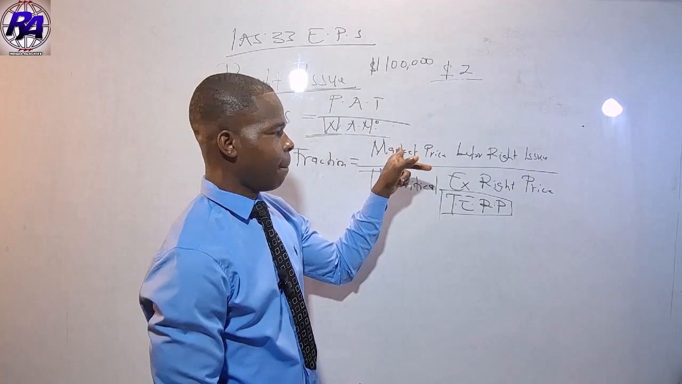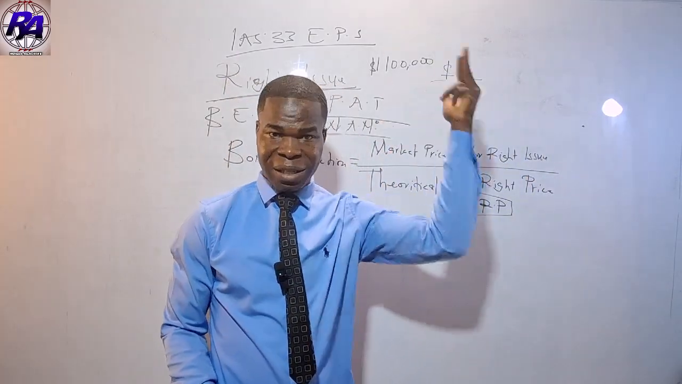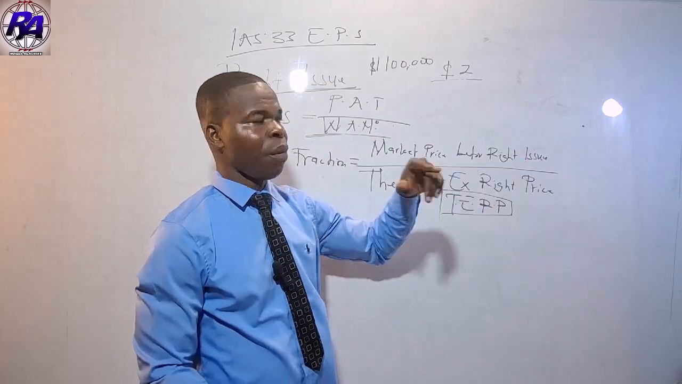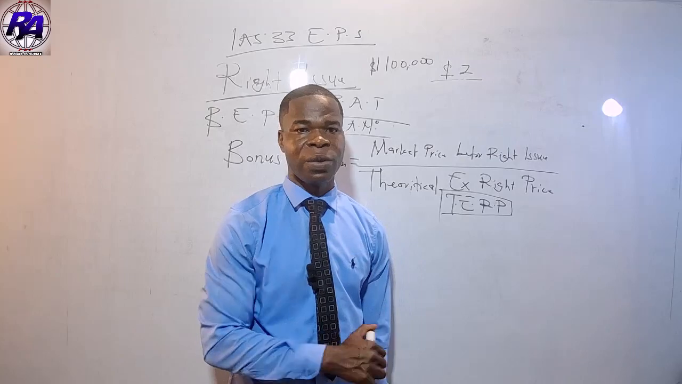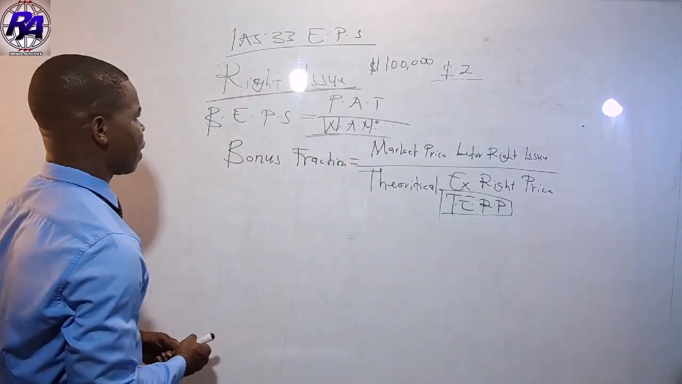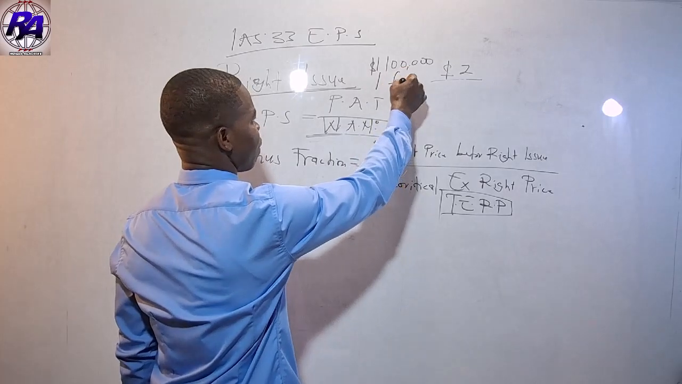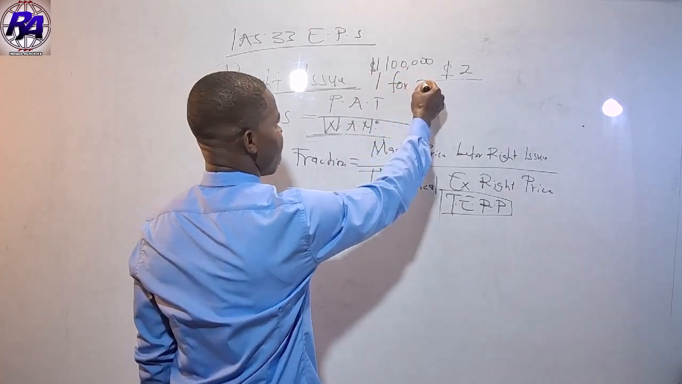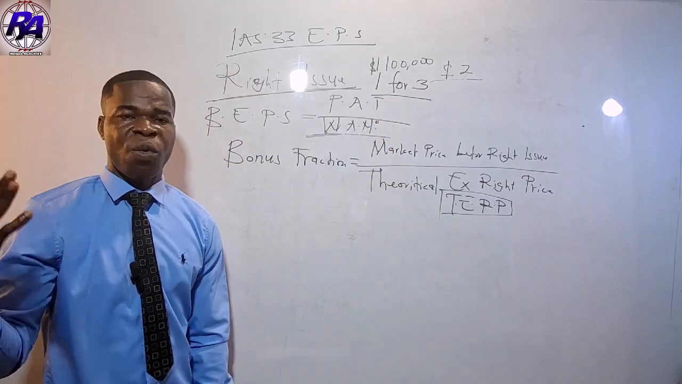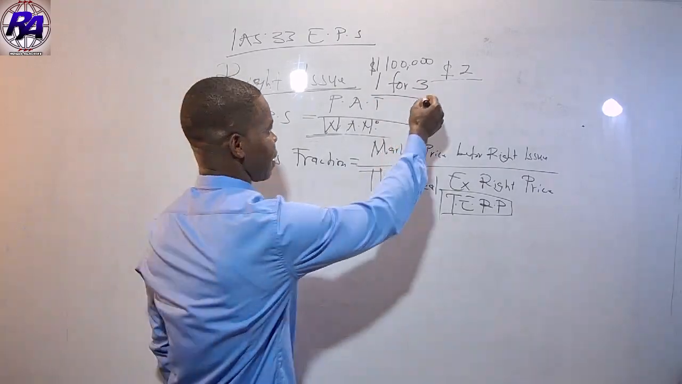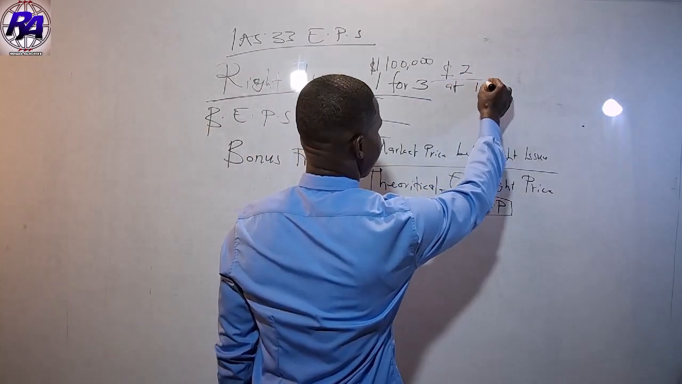First, this is our market price before the rights issue, or the fair value of the existing shares before the rights issue. So how do we get this theoretical ex-rights price? I need to use an example. Now let's assume that there is a rights issue of one new share for every 3 existing shares. There is a rights issue of 1 for 3 at $1.5.